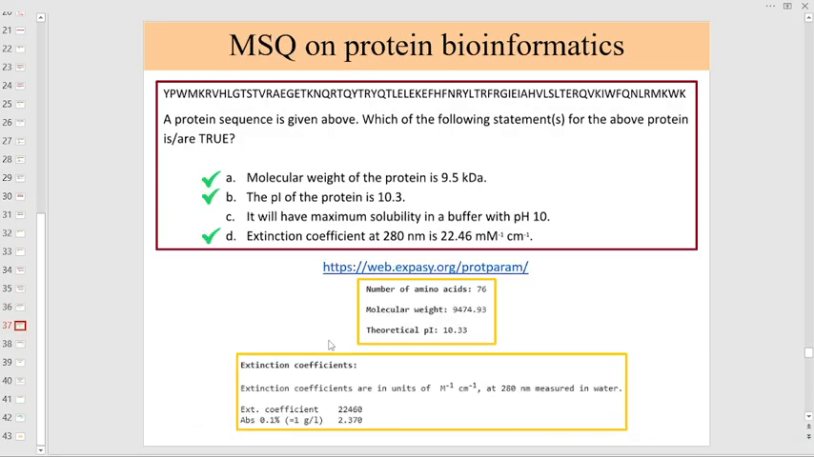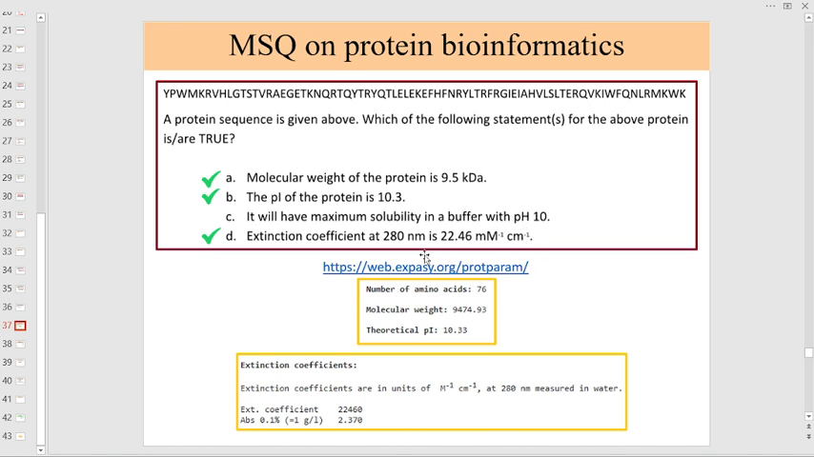So let us look at it. See, this is the answer and this is the website. But how does the website look? See, the number of amino acids is 76. You have just copied and pasted this entire sequence. The molecular weight it is giving is 9.5 kilodalton. The theoretical pI is 10 point something, and then the extinction coefficient also they have given, and it is 22460. See, 22460 per molar per centimeter, right?